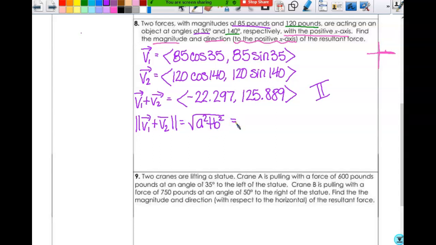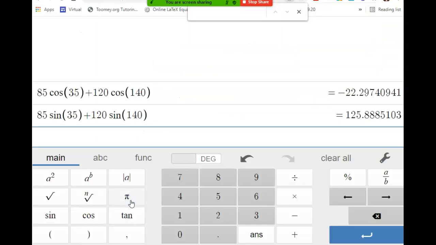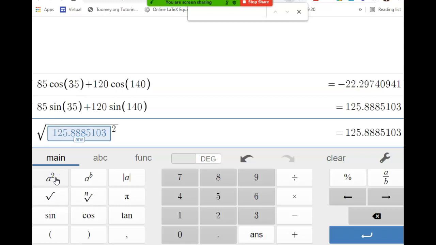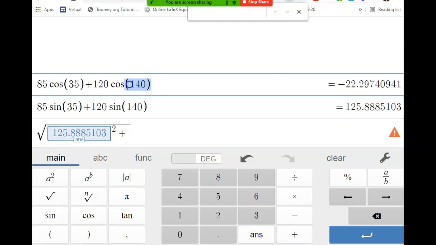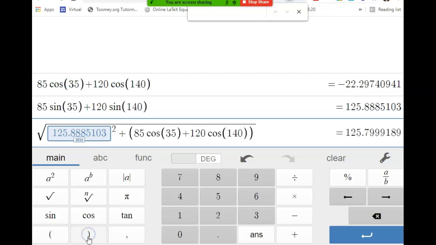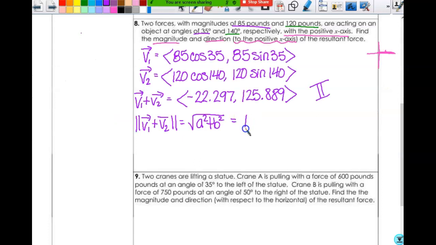So I'm going to let the calculator do all that with my exact answers. So this is going to be the square root of the last answer I have squared plus, I'm going to highlight the other one and do Control C. Right here, I'm going to open parentheses, Control V to paste it, close my parentheses, and squared. So there's my b squared plus a squared, and I get 127.848. So this is 127.848 pounds.